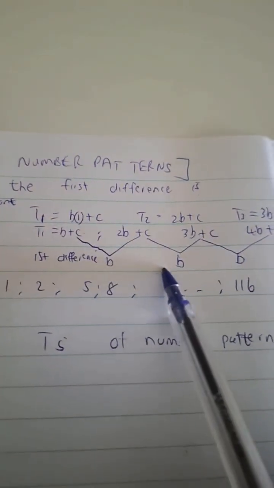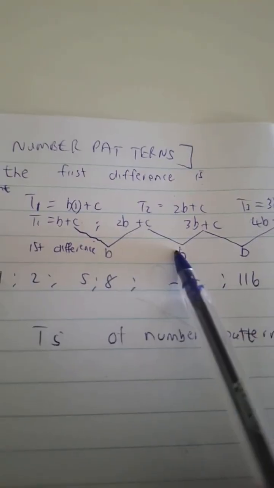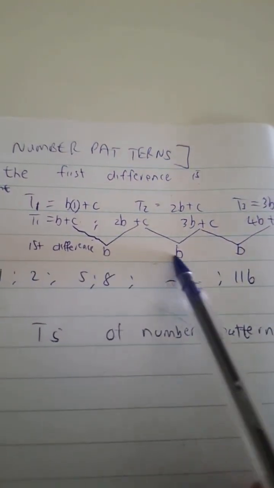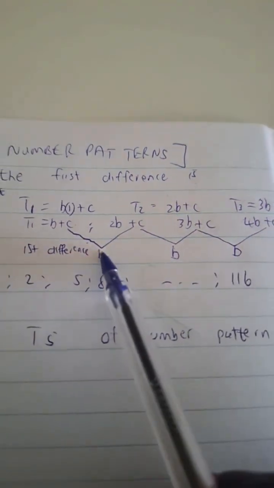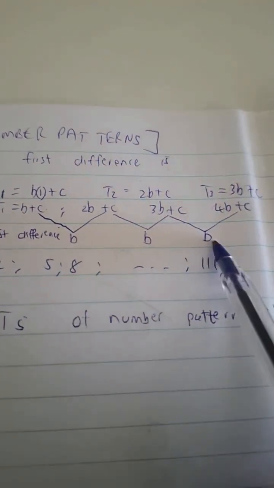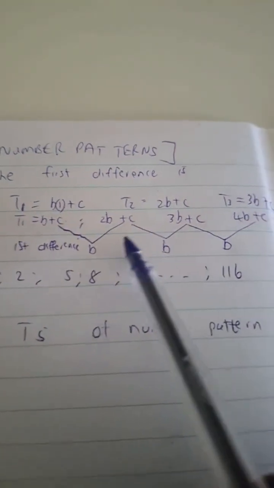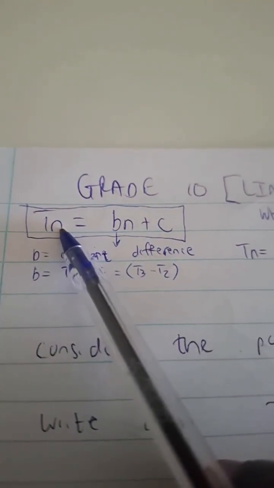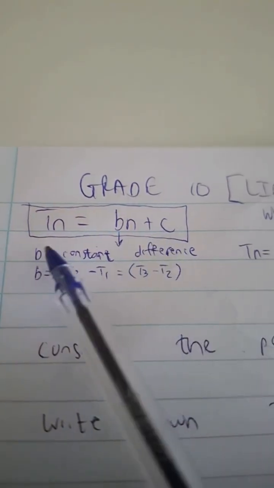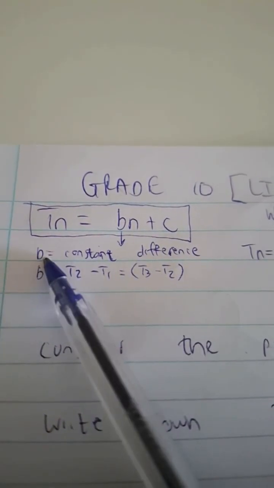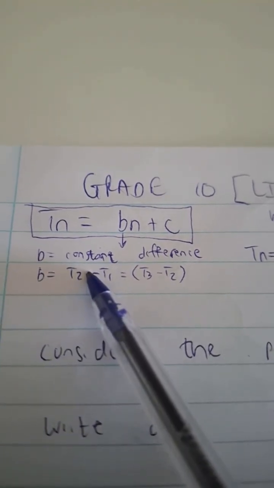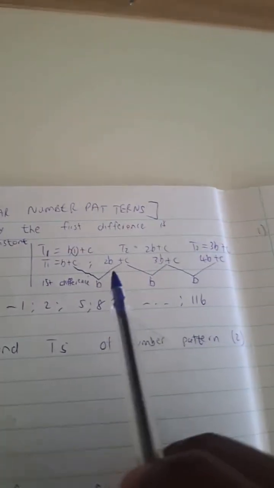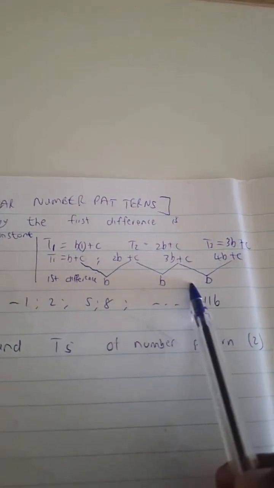So our first difference here, guys, is B, B, B. In other words, our first difference is constant. In other words, our first difference is the same for a linear number pattern. So generally speaking, with our general term of a linear number pattern being Tn is equal to Bn plus C, where our constant difference B is equal to T2 minus T1 and T3 minus T2, we can clearly see that even from a concept standpoint, our first difference for any linear number pattern is really constant.